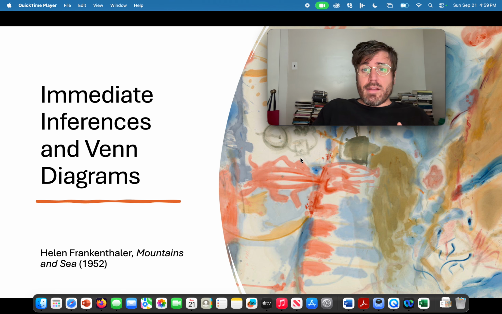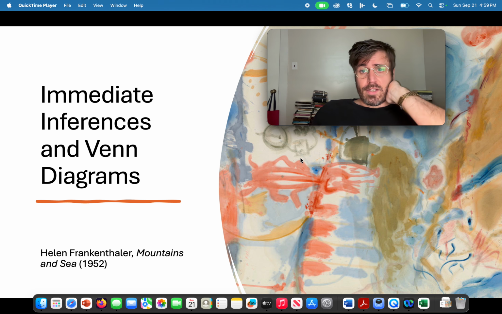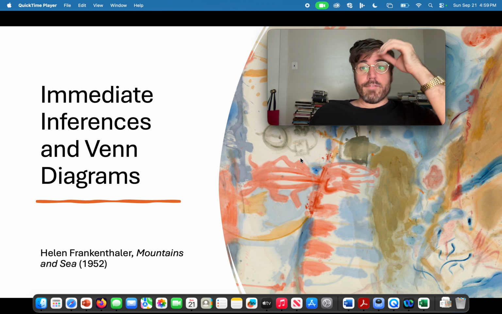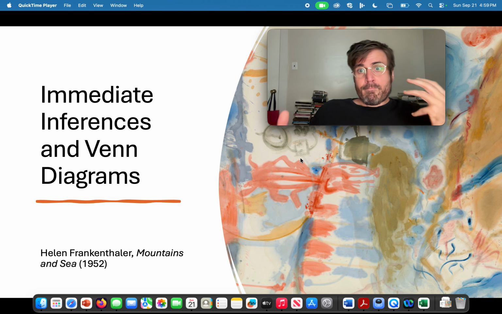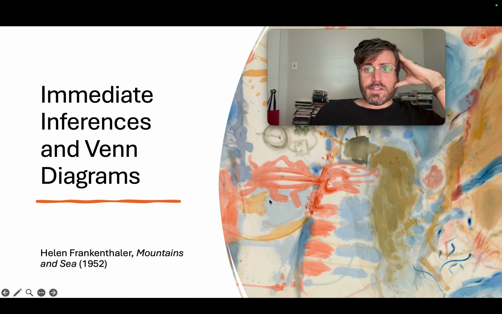First, immediate inferences, which we've already come to be a little bit familiar with on our square of opposition, but we're going to learn a few more moves that we can make with single sentences to test for validity. And then we're going to learn how to use Venn diagrams, which is a way of visually representing the types of categories on our square of opposition. So I'm going to go through each of these in turn.